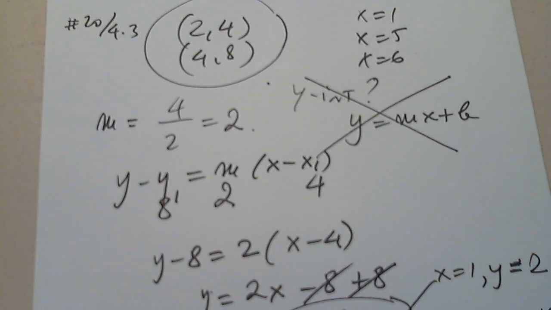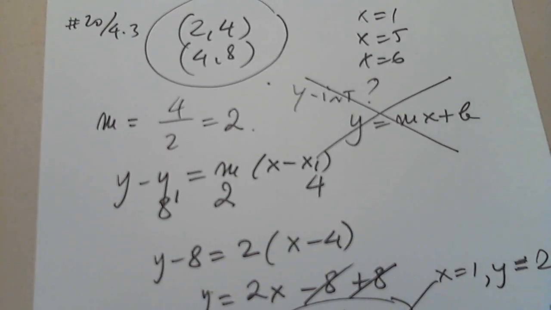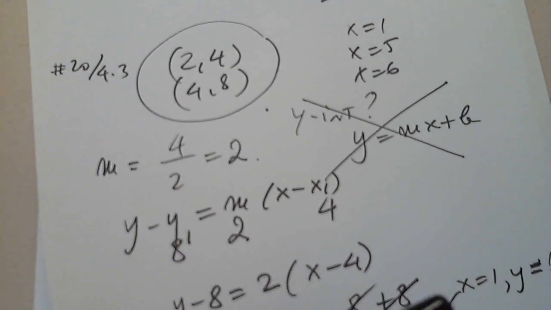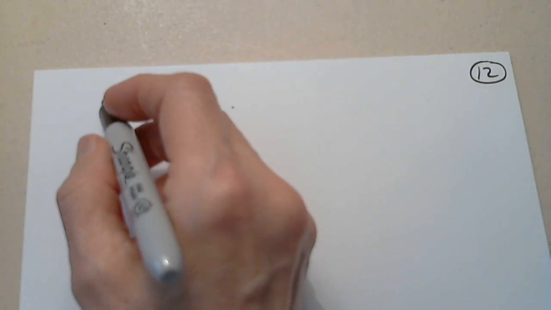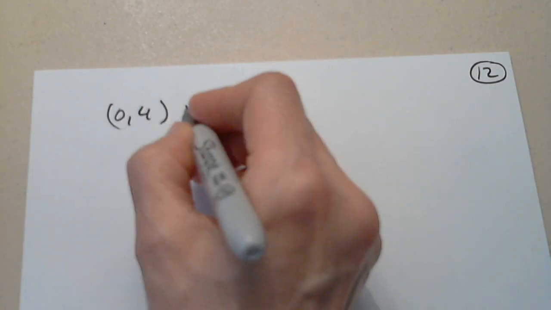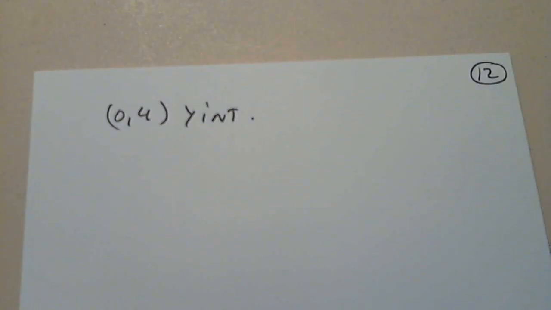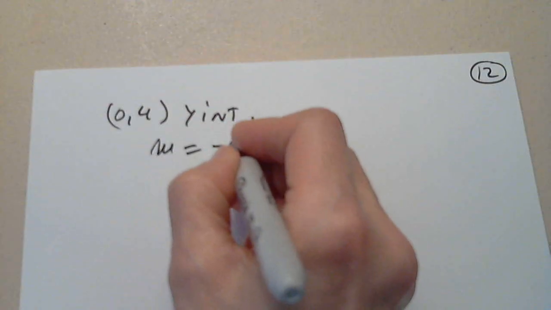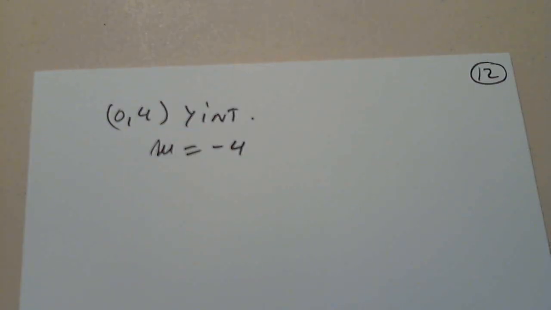Draw a graph of the line that contains a given point and a given slope. So I have a point 0, 4. This is a nice point. What point is that? 0, 4. On the y-axis. So the y-intercept, 0, 4, very good. And the slope is -4. So here's what I'm going to do.